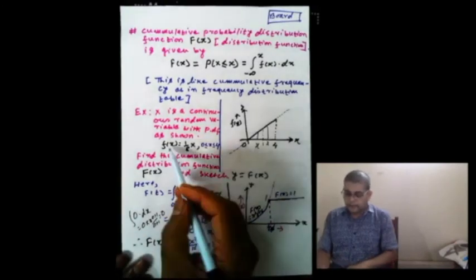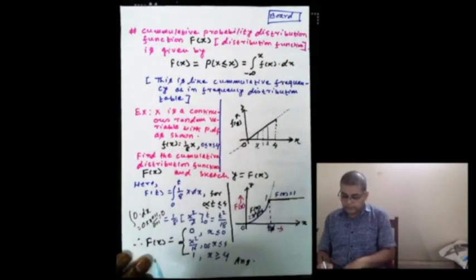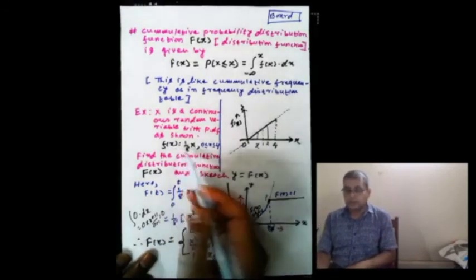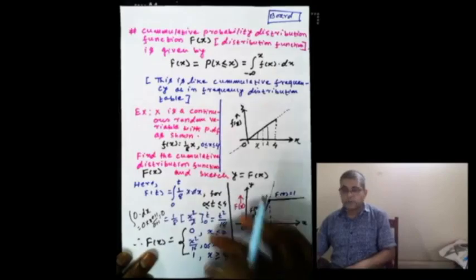This is the way we obtain the cumulative distribution function from the given probability density function. So this part is most important to understand.